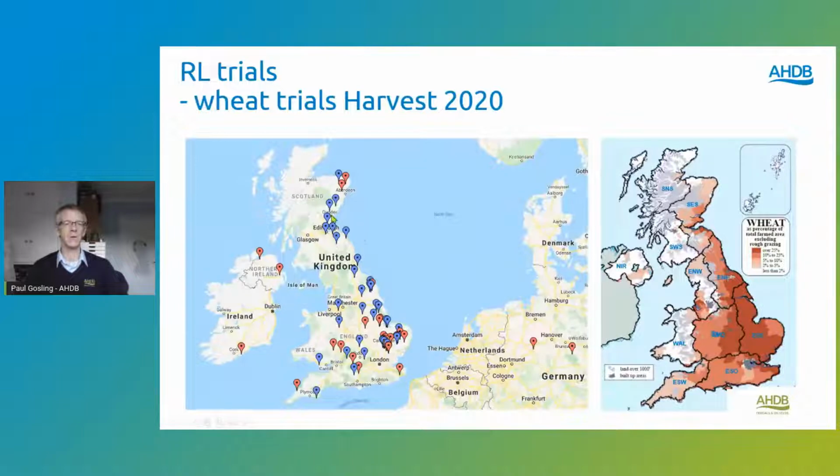So in Scotland, for instance, for spring barley, we have a lot more trials in Scotland relative to England, and that's because spring barley is a very important crop in Scotland compared with England.